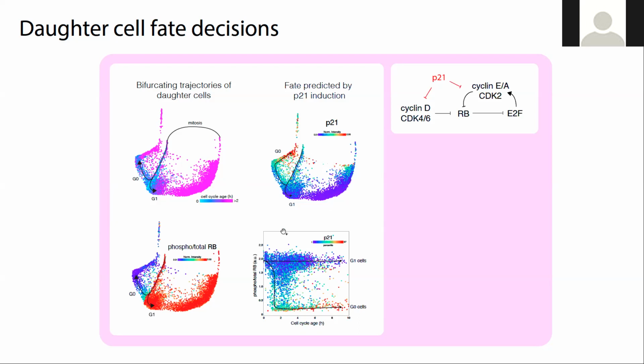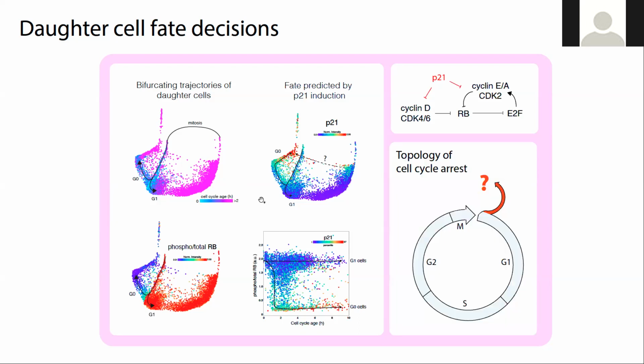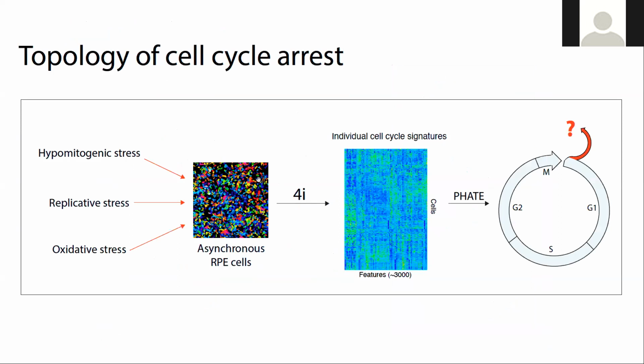Now, unfortunately, since this experiment was performed on cells growing under ideal culture conditions, it wasn't necessarily designed to get good coverage of the arrest states. So it's hard to make any real solid conclusions about these arrest trajectories from this data alone. So to better explore the topology of cell cycle arrest, we performed another 4i experiment after subjecting cells to different types of cellular stresses that are known to induce cell cycle arrest.